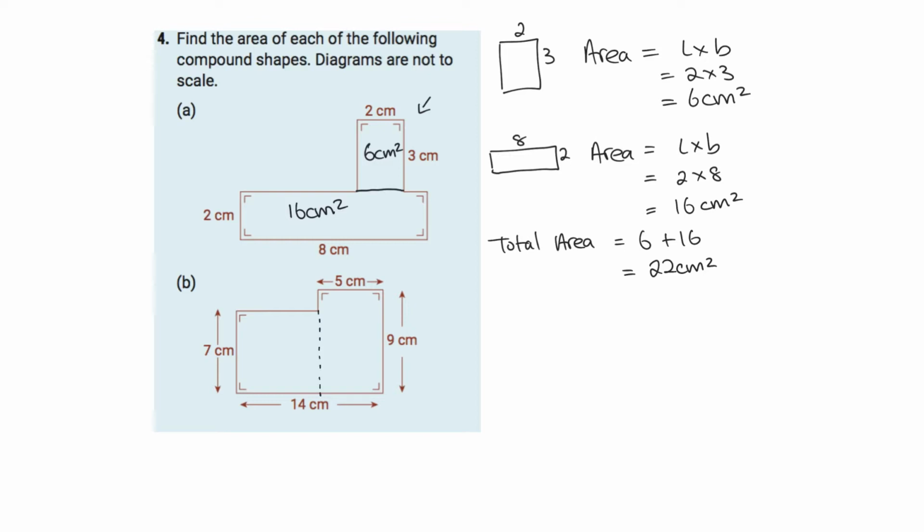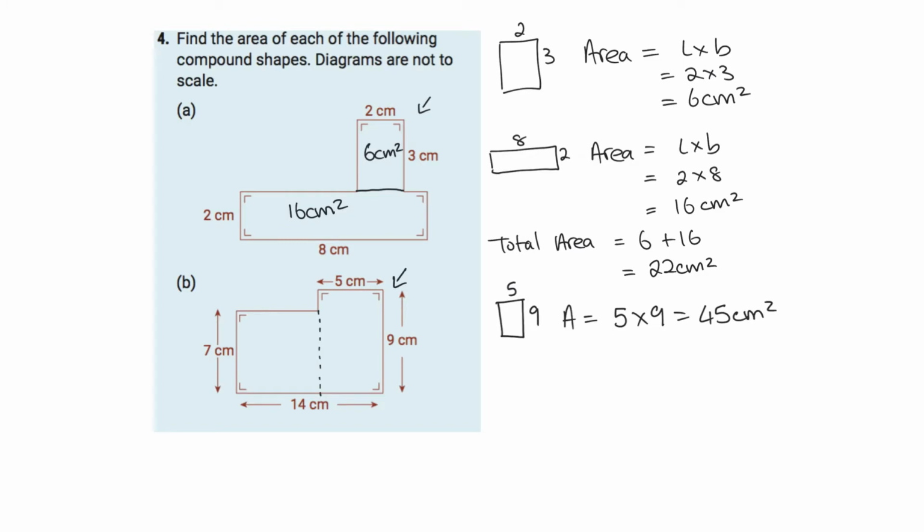Now we've a little bit of working out to do here because I know the length and breadth of this rectangle. It's 5 by 9. So let's just do that first. I have 5 and 9. So the area A is equal to 5 multiplied by 9, which is 45 centimeters squared.